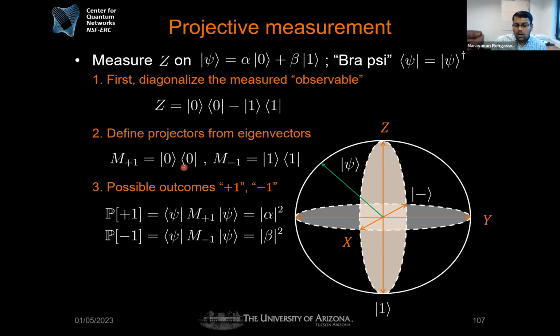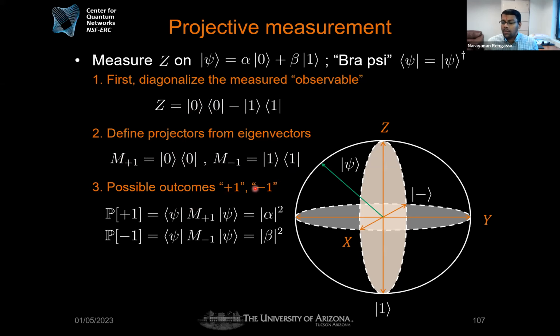And you can verify that these are projectors, meaning that if you square this matrix, you get back the same matrix. Okay, so you first diagonalize the observable, then you define projectors, and then the possible outcomes are exactly the eigenvalues of the matrix. So the eigenvalues here are +1 and -1. So those are the possible outcomes.